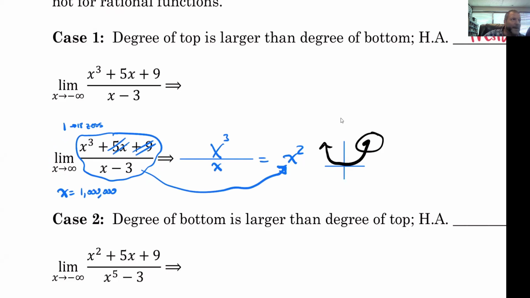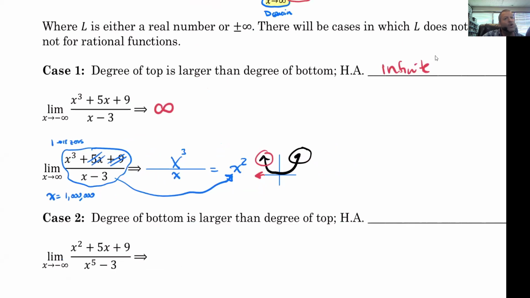So here, if x approaches negative infinity, as we get bigger in the negative direction, our function should also approach infinity. So this is why, whenever the top has a larger degree than the bottom, we're going to get an infinity. Could be positive, could be negative, right? But it's going to approach some type of infinity.